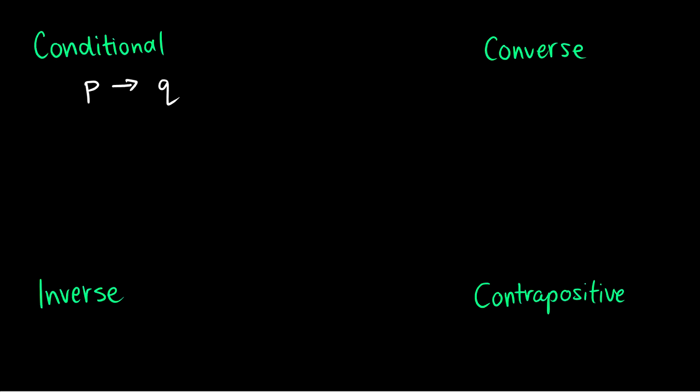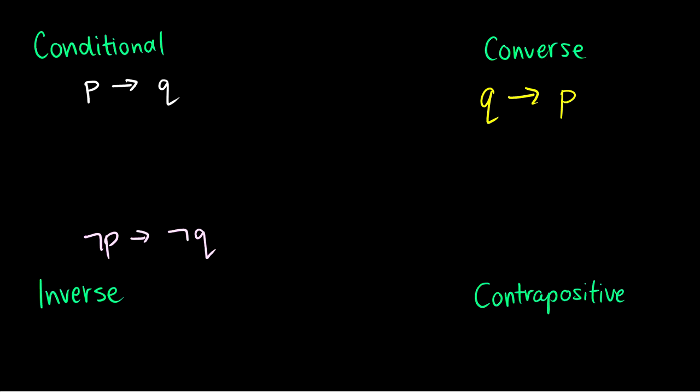One is the converse. If the conditional is P arrow Q, then the converse is flipping the order. So the converse is Q arrow P. The inverse is taking the conditional and just adding negations in front of each formula. So the inverse of P arrow Q is not P arrow not Q.